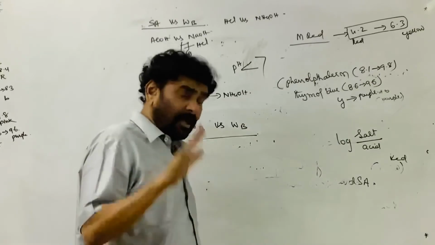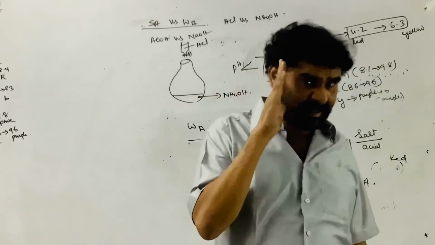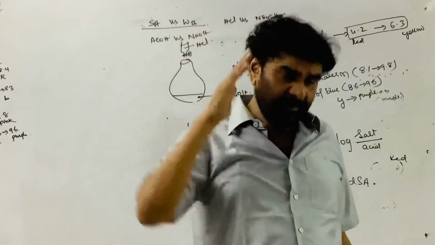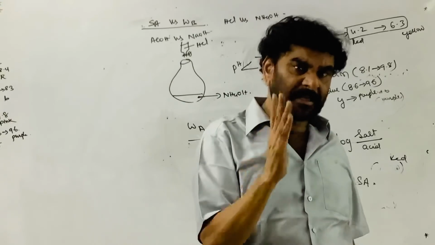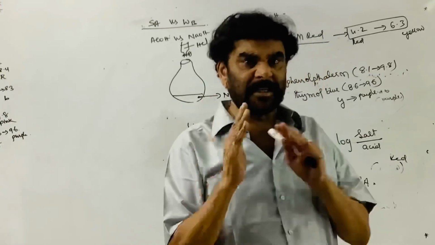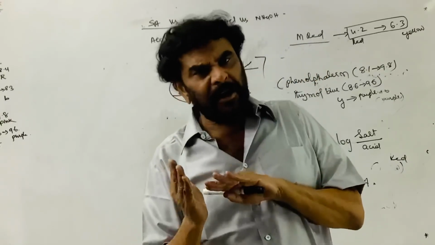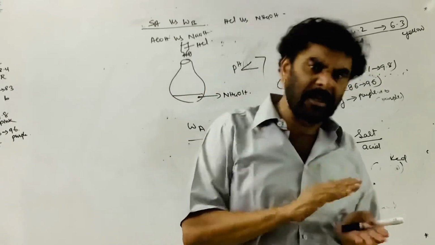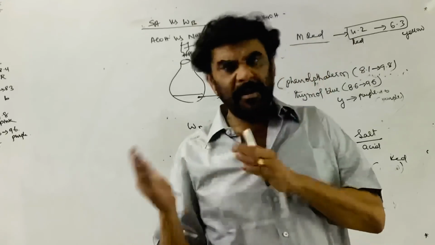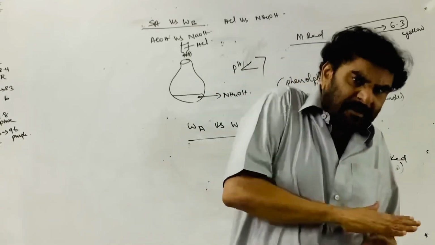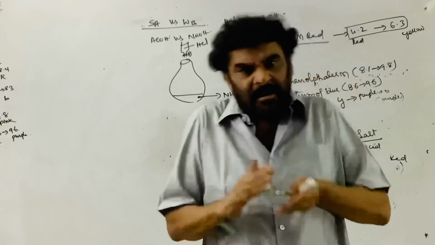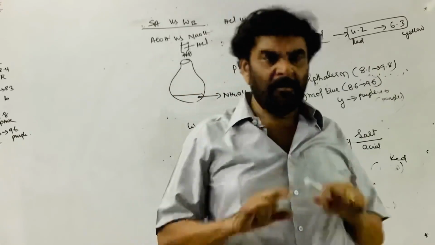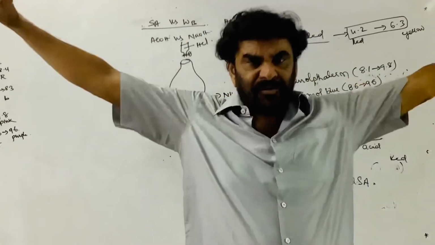Normally, the aqueous solution of the salt of a weak acid and weak base is slightly alkaline or slightly basic. The pH will be around 7, slightly less than 7 or slightly more than 7, but there will not be a big fluctuation.